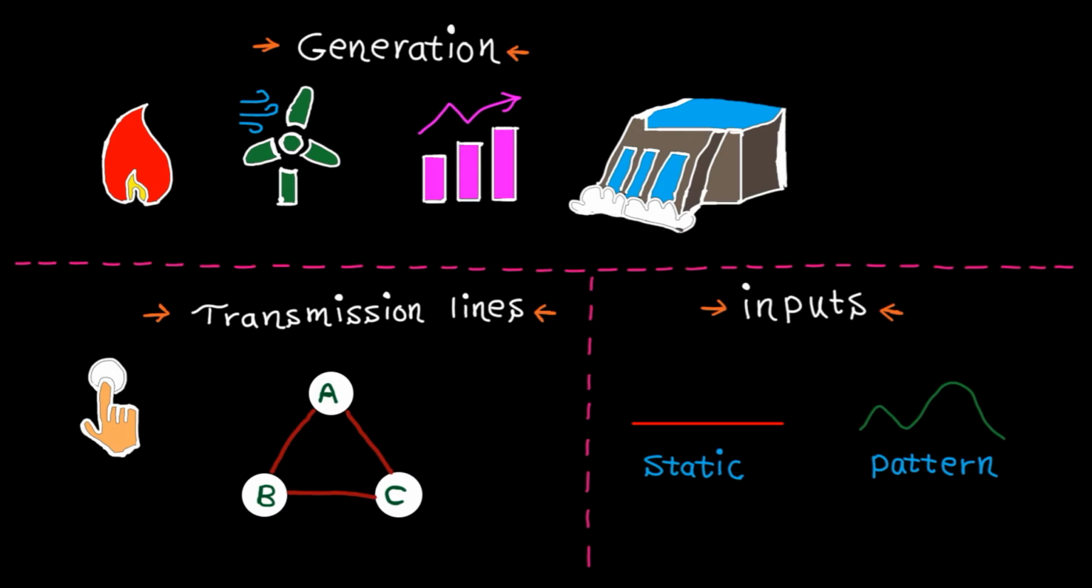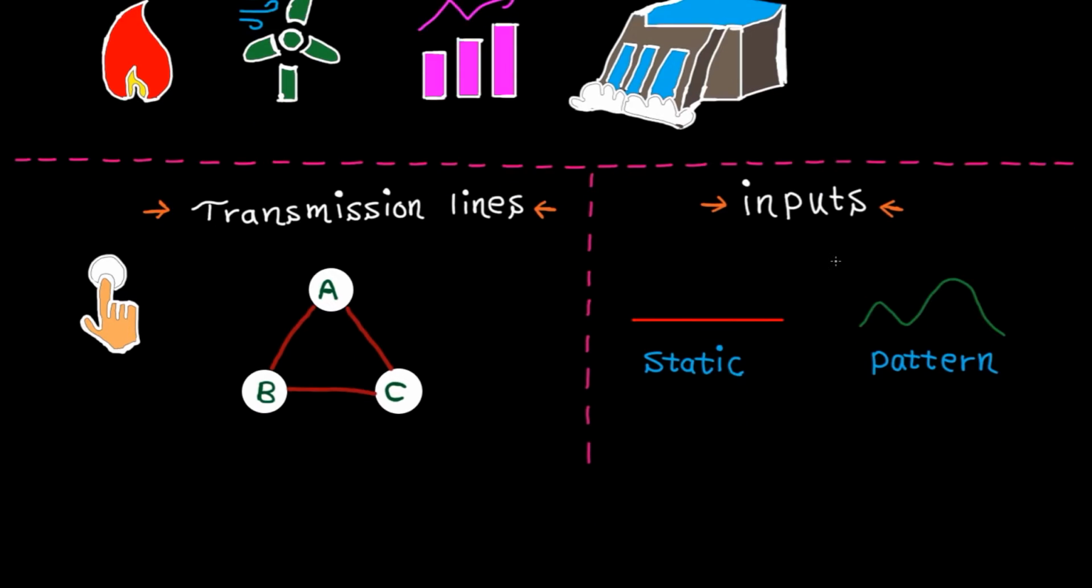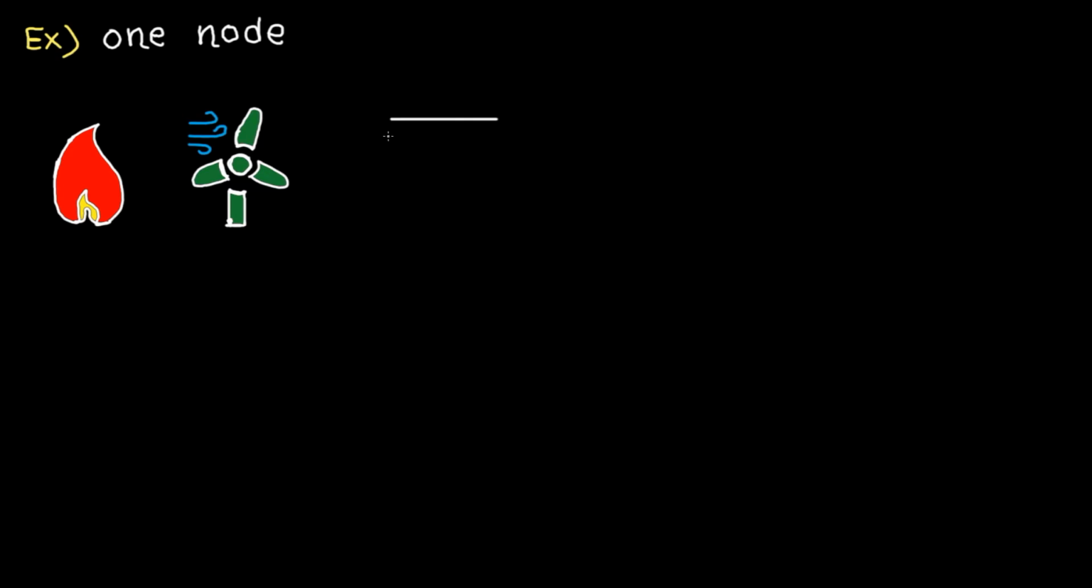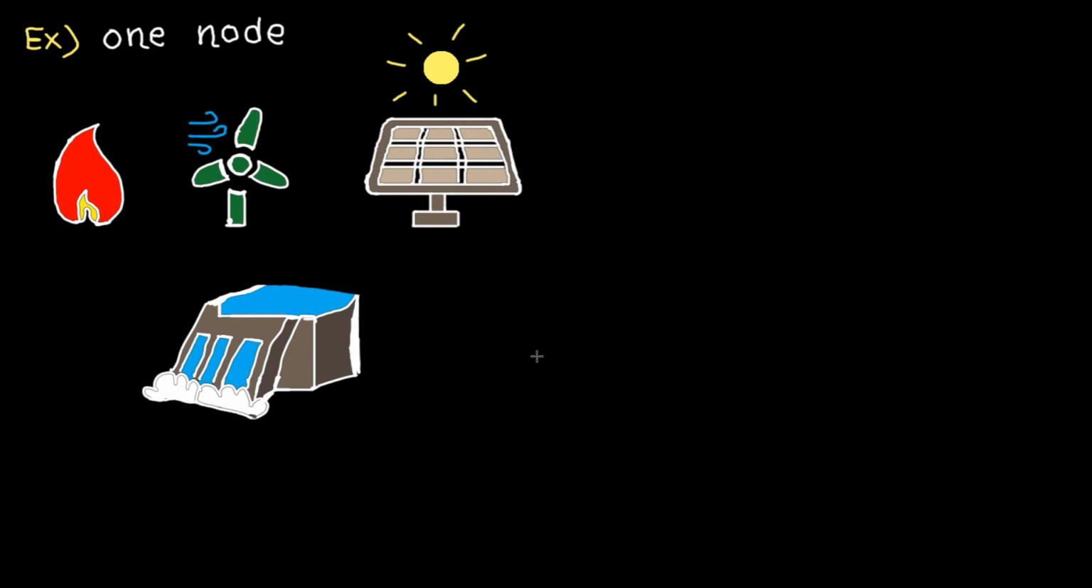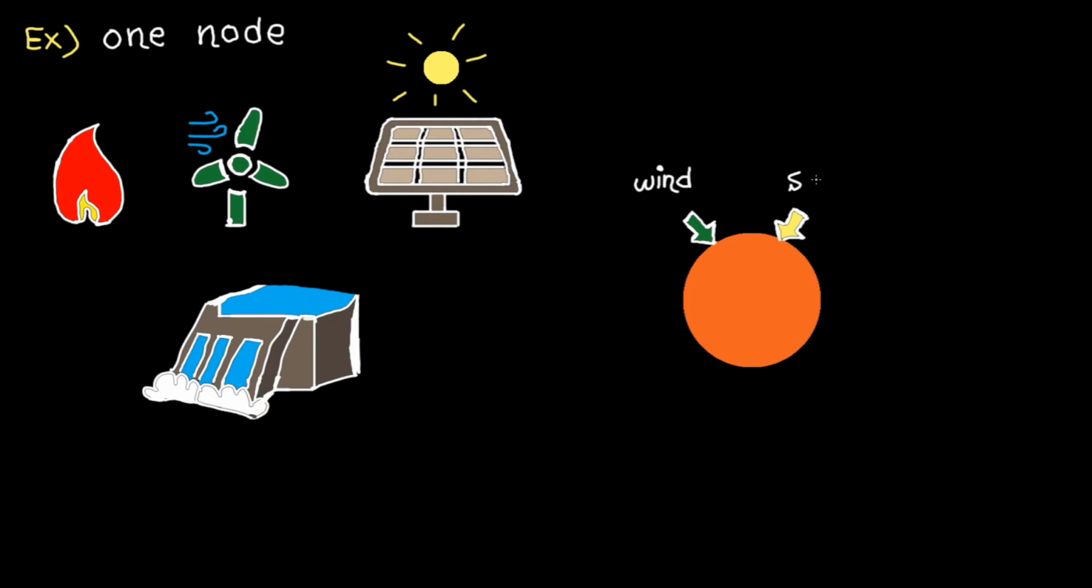Okay, let's solve 3 examples to practice how to work with TEMS. In the first example, there is just one node and therefore no transmission line. We have a thermal unit, wind farm, solar farm, and a hydro unit with just one reservoir. Wind and solar profiles are exogenously defined for the model. Let's look at the code.